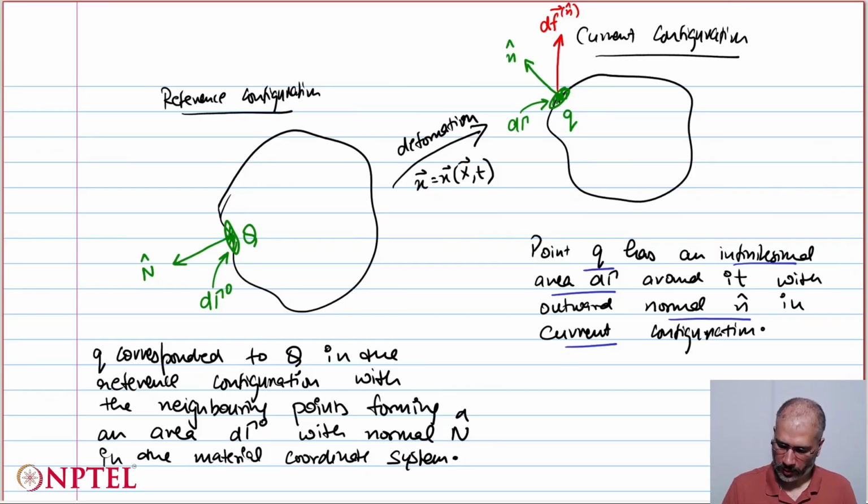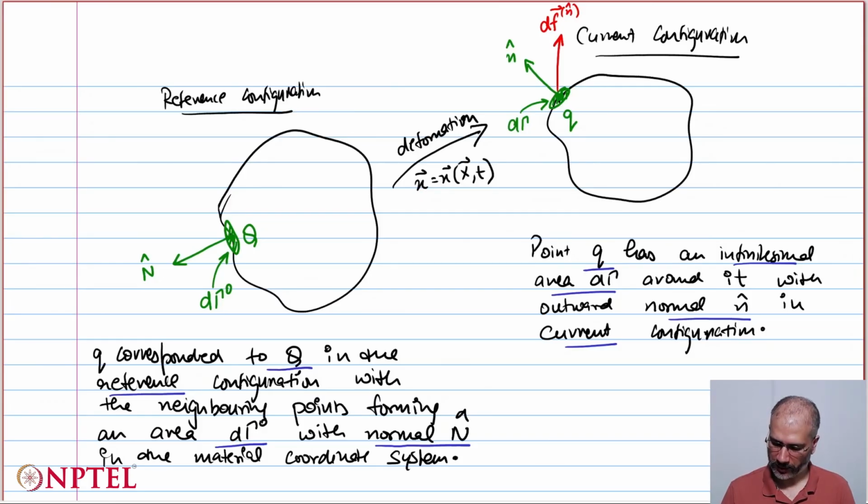And we say that this q corresponds to a capital Q in the reference configuration with the same neighboring points forming an area d gamma naught, because the deformation could have resulted in the change of area, and the direction of the outward normal to the area was capital N hat. So this capital N hat corresponds to small n hat, that is the points on the surface which were forming an area pointing in capital N hat direction, now after deformation form an area and point an outward normal in the small n hat direction.